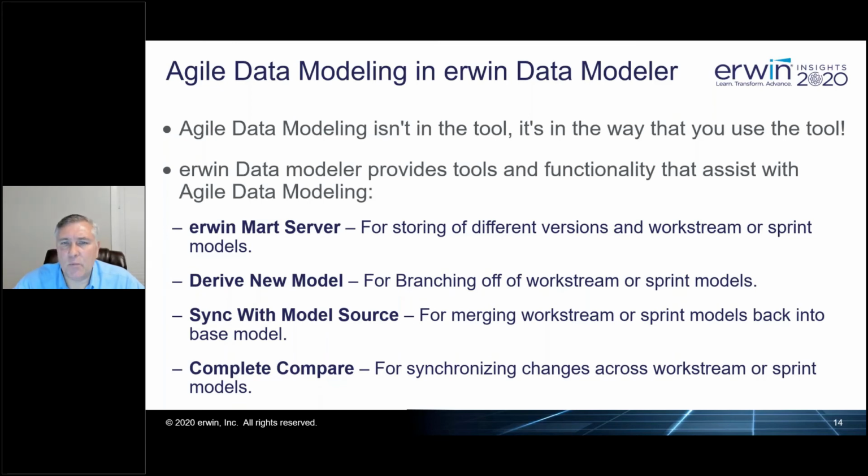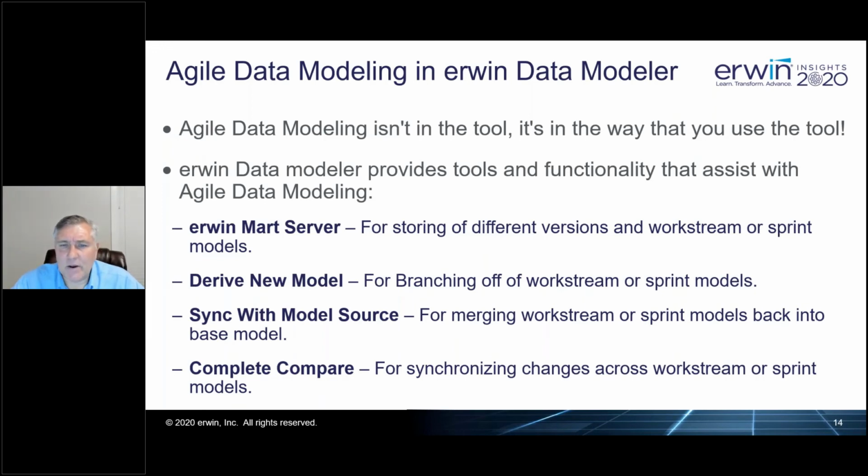But for this one, we use it for synchronizing the changes in a model when we're resyncing back to the model source. In other words, getting back to our base model, we need to be able to use this to change it across to the other work stream or sprint models. And that's where complete compare really comes in and is really powerful for using within Erwin Data Modeler in an Agile data modeling environment.